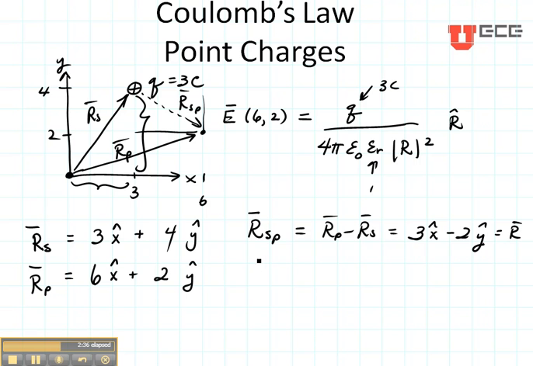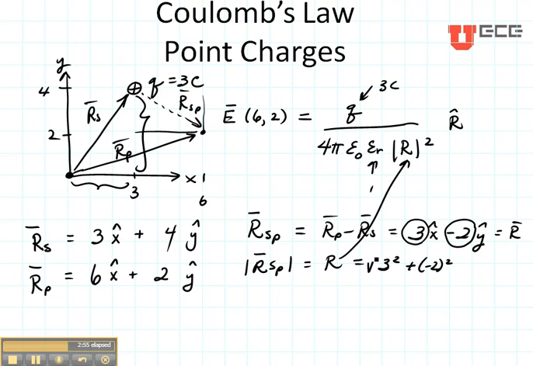Now we need to find the magnitude of RSP. That is R, shown right there. The way we find the magnitude is we take each of these components, we square them, add them up, and take the square root. So this is going to be 3 squared plus negative 2 squared square rooted. That is the magnitude of RSP. In order to find the unit vector of RSP, we take RSP and we divide it by its magnitude.